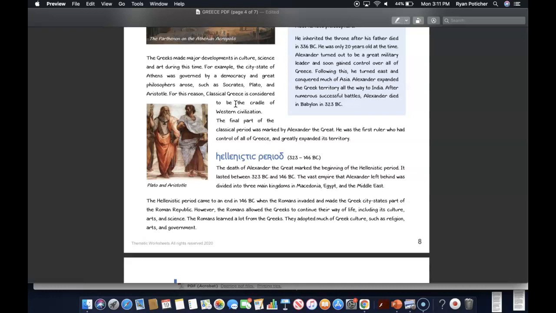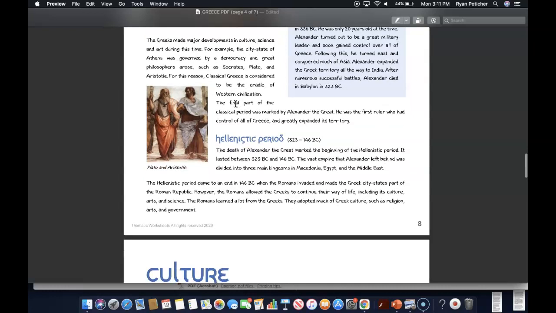The Hellenistic period came to an end in 146 BC when the Romans invaded and made the Greek city-states part of the Roman Republic. However, the Romans allowed the Greeks to continue their way of life, including its culture, arts, and science. The Romans learned a lot from the Greeks too. They adopted much of Greek culture, such as religion, arts, and government.